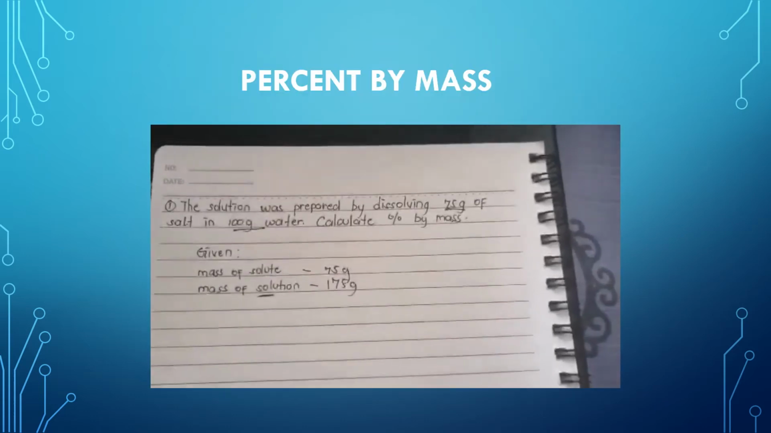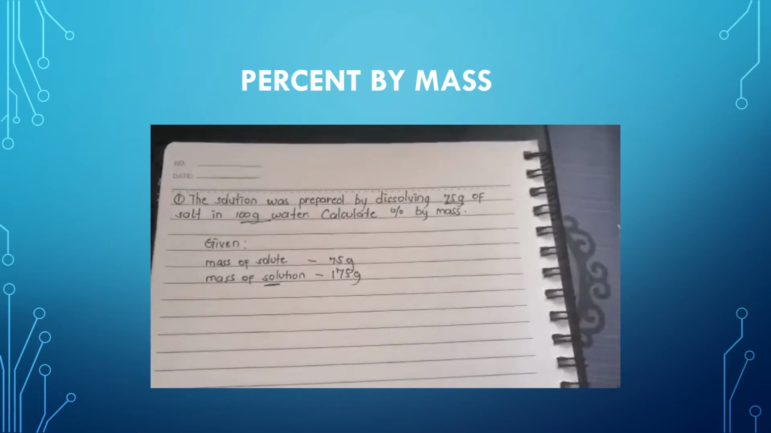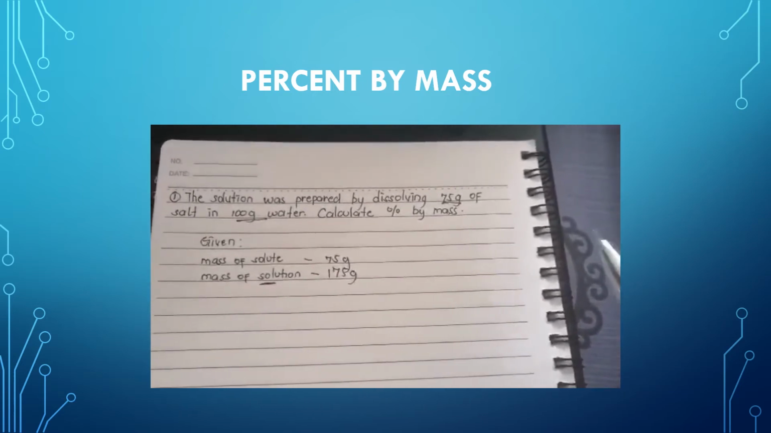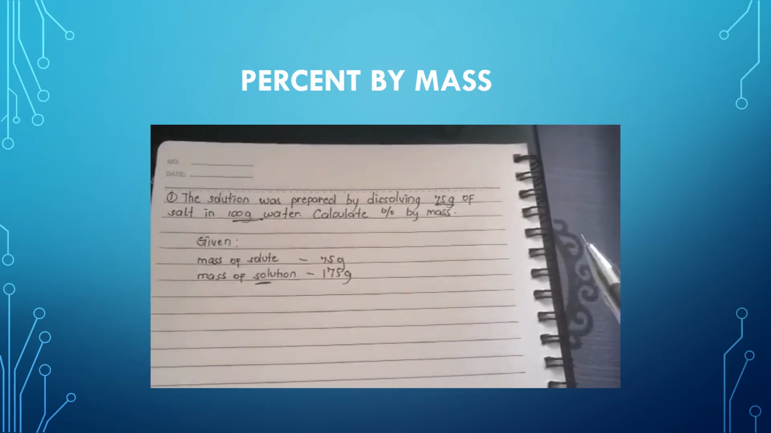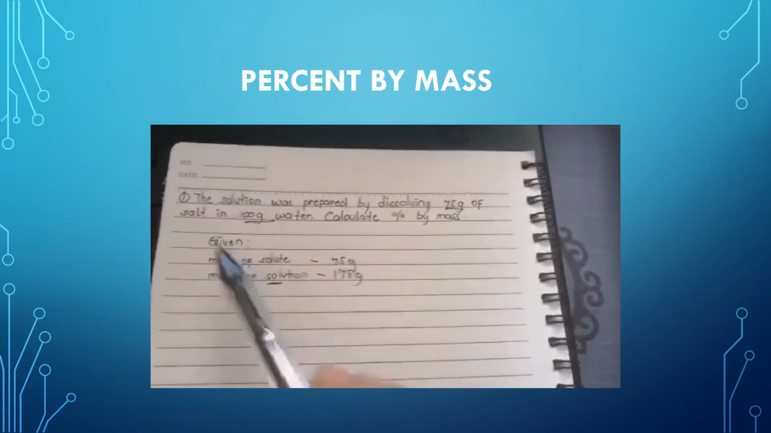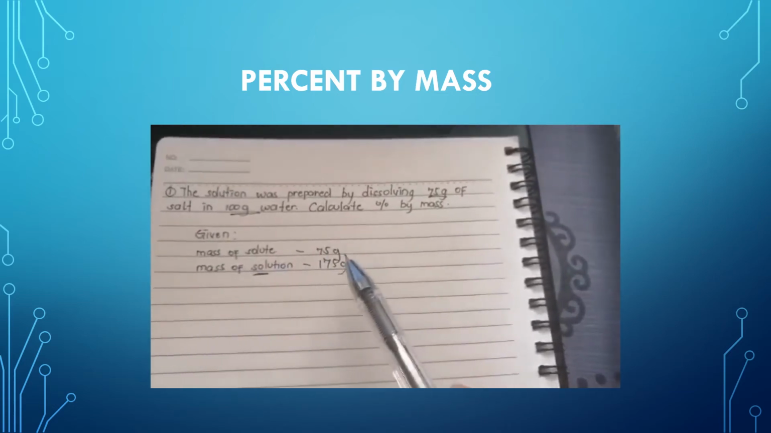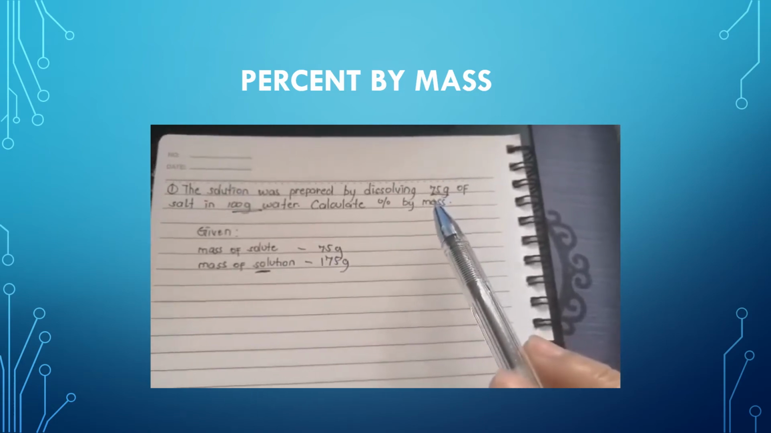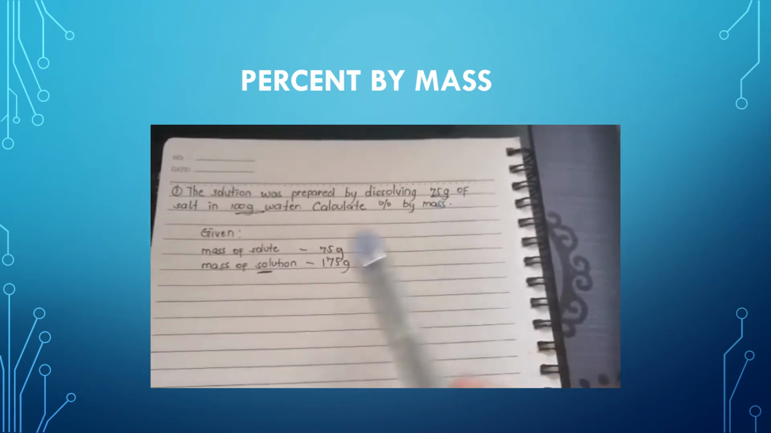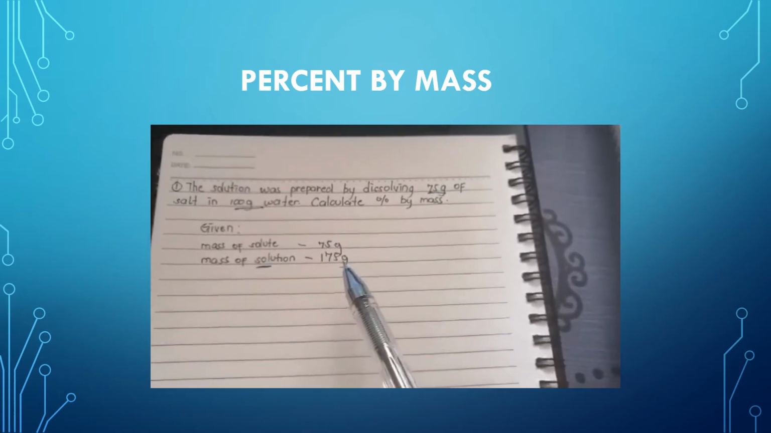And so, for example, class, this one. The solution was prepared by dissolving 75 grams of salt in 100 grams of water. Then, calculate the percent by mass. So, first, you need to write the given. So, we have mass of solute, which is 75 grams. Since salt is a solute, then mass of solution, we have 175 grams.